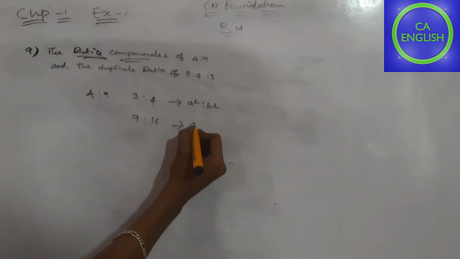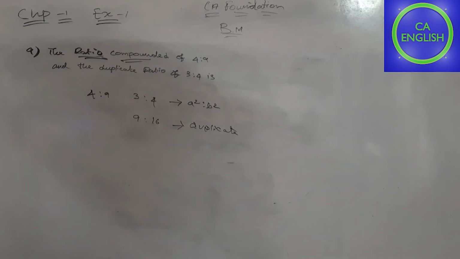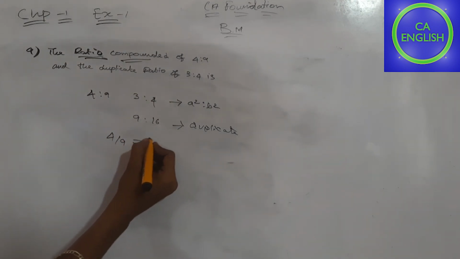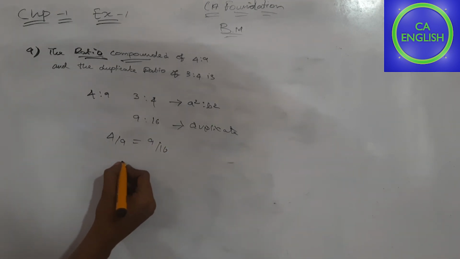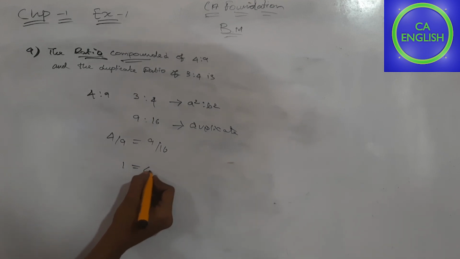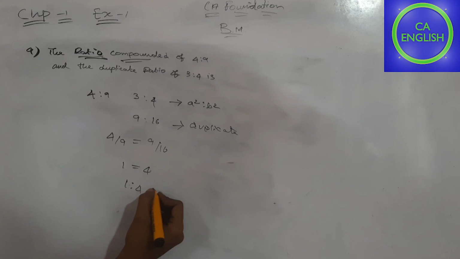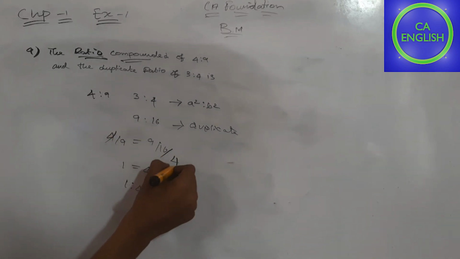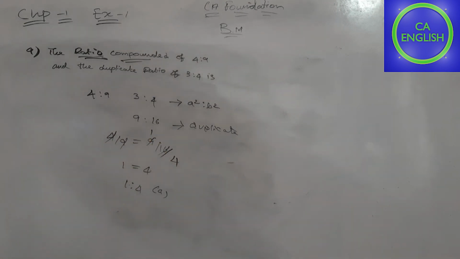Okay, duplicate, and we just want to convert into divide. 4 by 9 into 9/16. Cancel 4 and 1. That means the answer is 1:4. Our option is A. 1/4 equals 1:4.